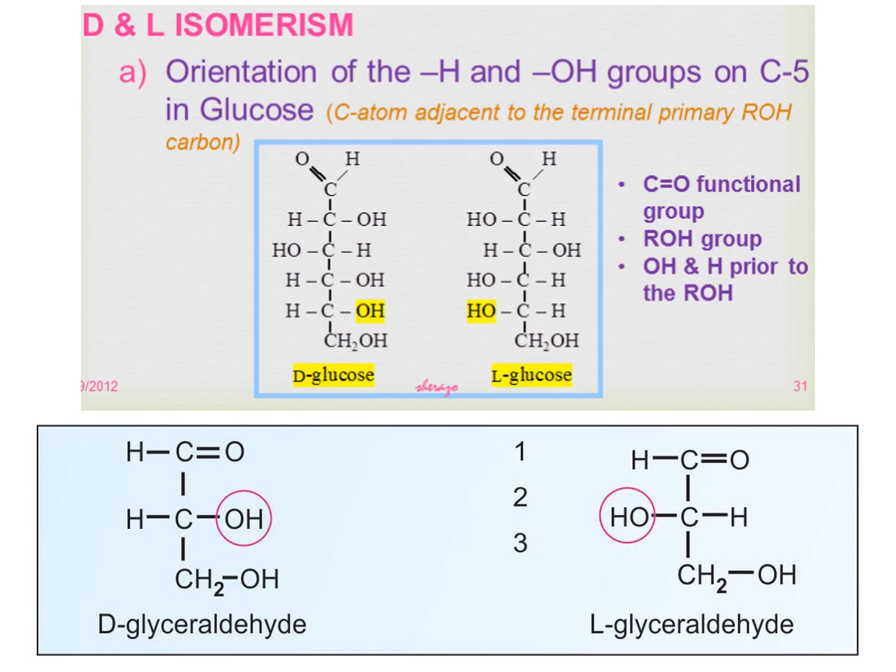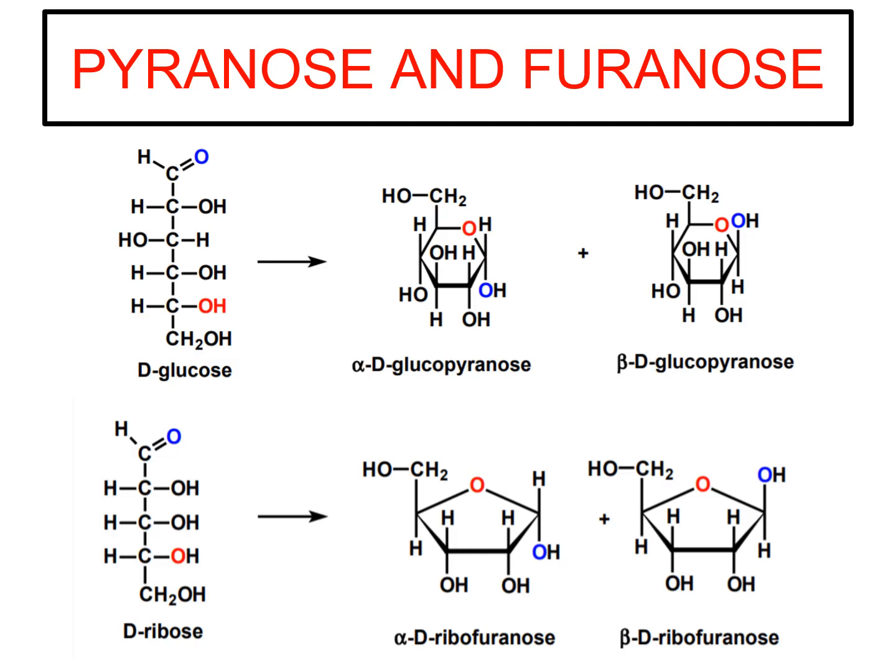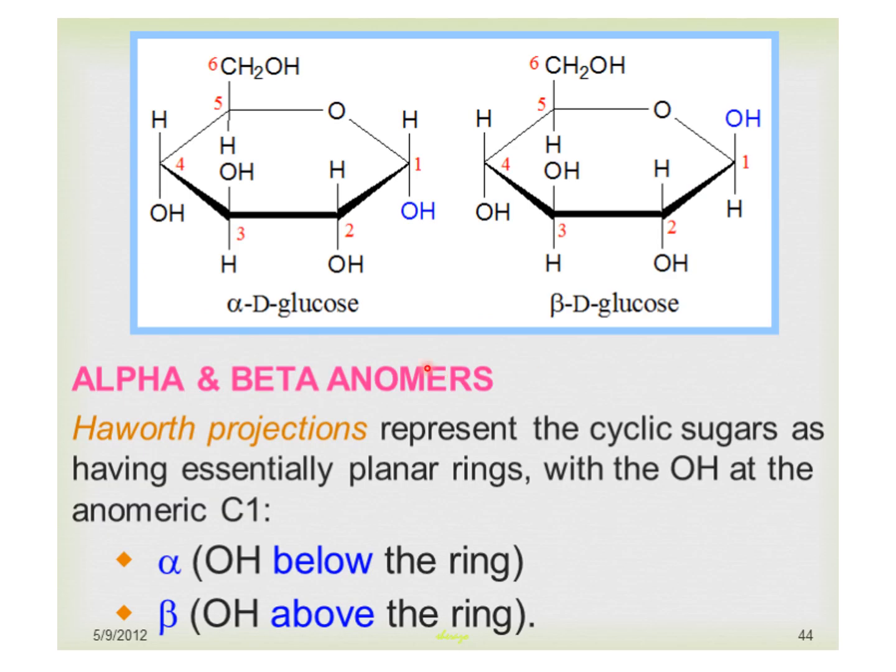Next slide. We have here the pyranose and the furanose. As I've mentioned in the previous slide, pyranose corresponds to the 6-membered ring. Take note of this. It is a 6-membered ring, while furanose corresponds to the 5-membered ring. I will not go into detail about this because you have learned that in the previous biochemistry subject. Another, we have the alpha and beta anomers.